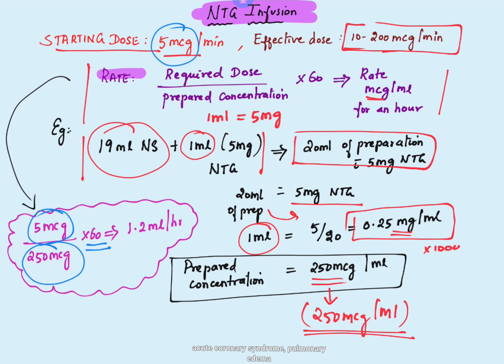STEMI, acute coronary syndrome, pulmonary edema, any hypertensive emergency: in all those conditions we're going to use this NTG infusion. So we arrive at 1.2 ml per hour. Through these steps we arrive at this rate. So we calculate this rate, install it in our infusion pump, and start the infusion for the patient.